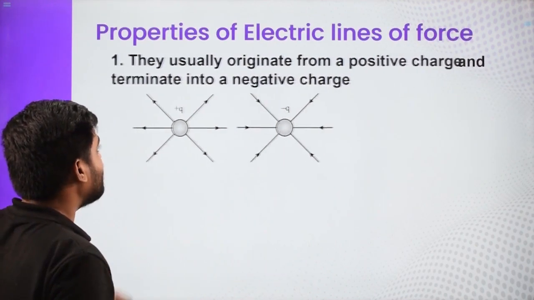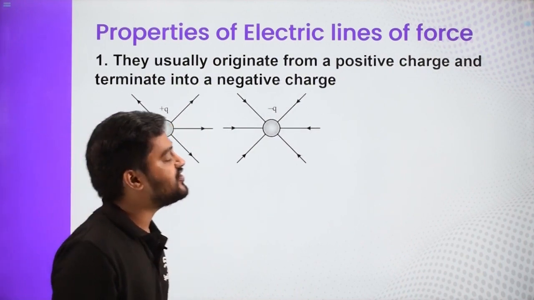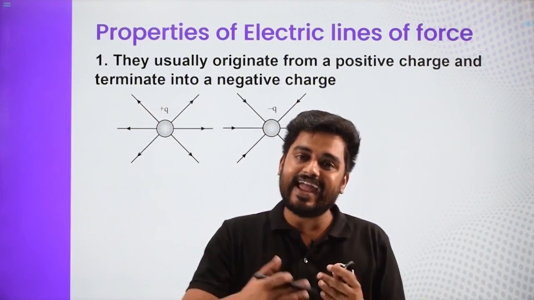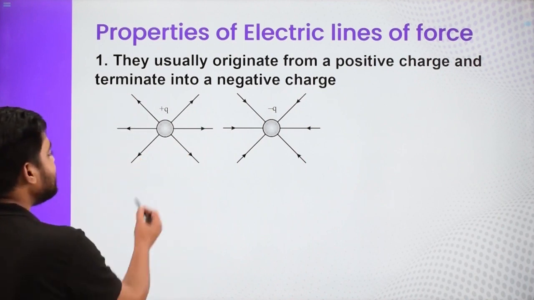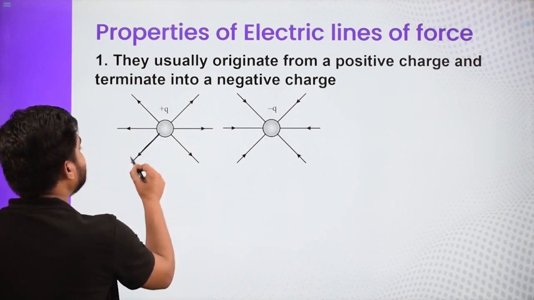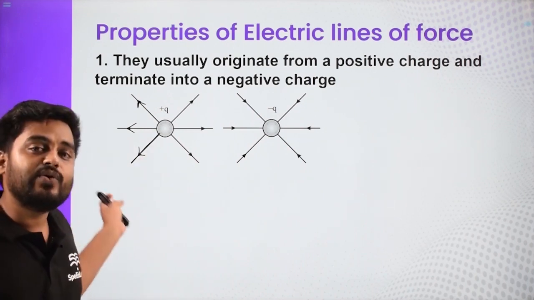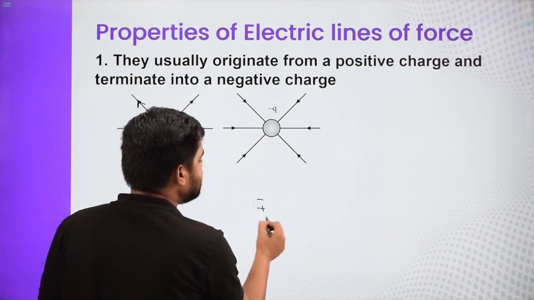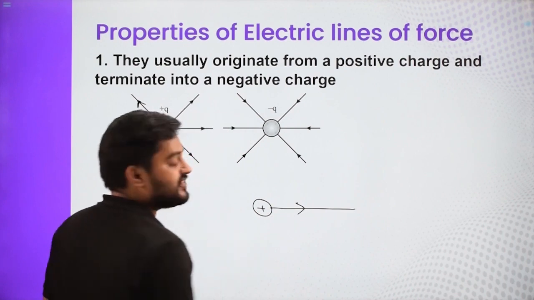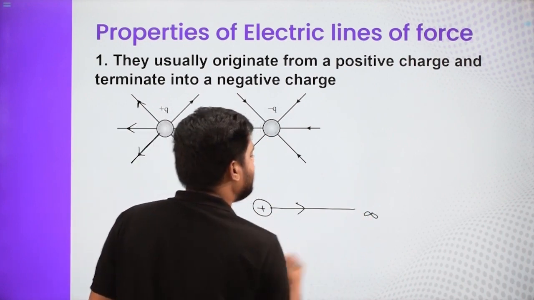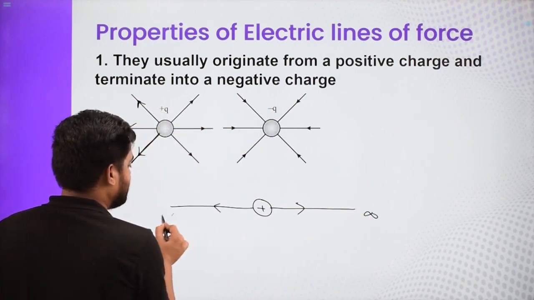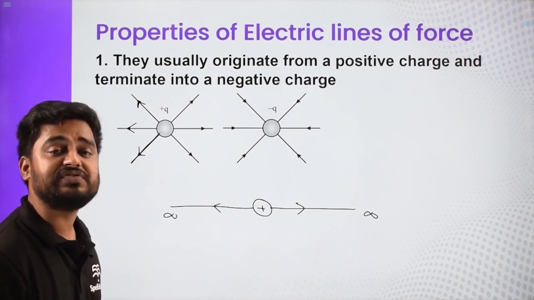Now let us discuss some properties of them, so you will get to know them better. Now, first property: they usually originate from a positive charge and they end at a negative charge. So this is a positive charge and these are electric field lines which are basically originating. Now where are they going? In case we have only a positive charge, then they start from the positive charge and go all the way up to infinity and in all directions, given that only a positive charge is there.